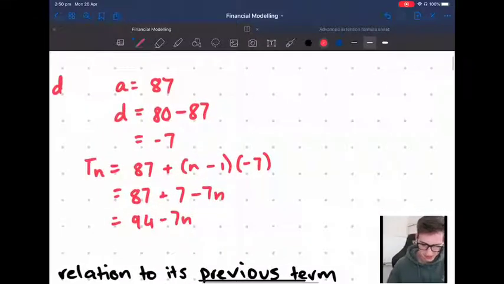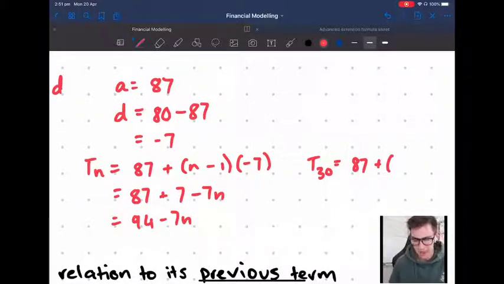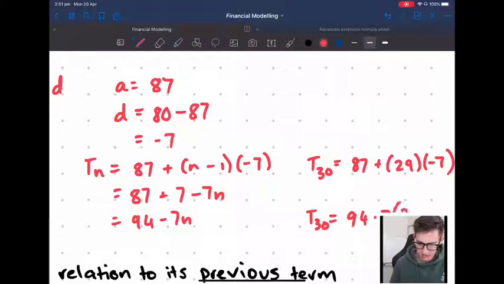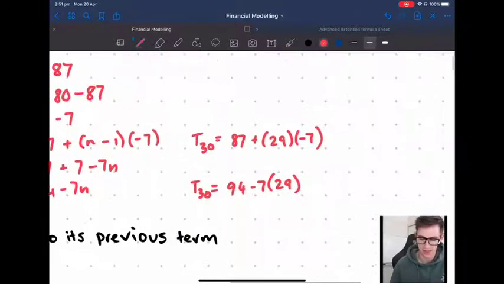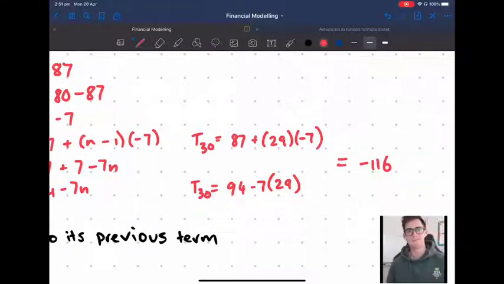It asked us to hence find the 30th term. So that just means pop in n as 30. Now again, we've got 2 rules that we could use. If you do it on the top row, you get 87 plus now 30, take away 1 is 29, minus 7. Or I could use the bottom rule and go 94 take away 7 times 29. Okay, I'm clearly going to get quite a negative number. Whatever you do, you can get negative 116. Done. That tells you if you continue that pattern to the 30th term, you get negative 116.